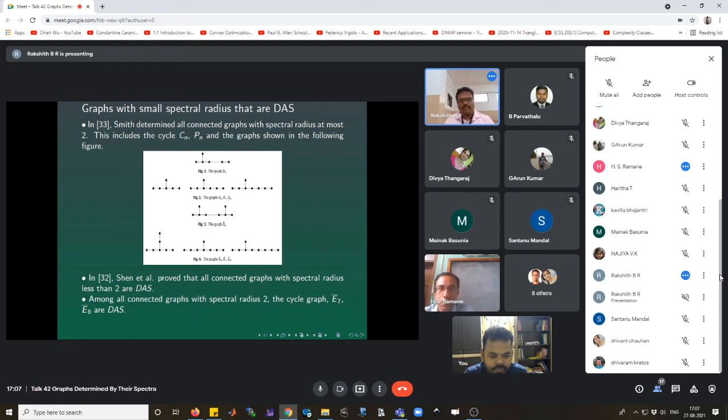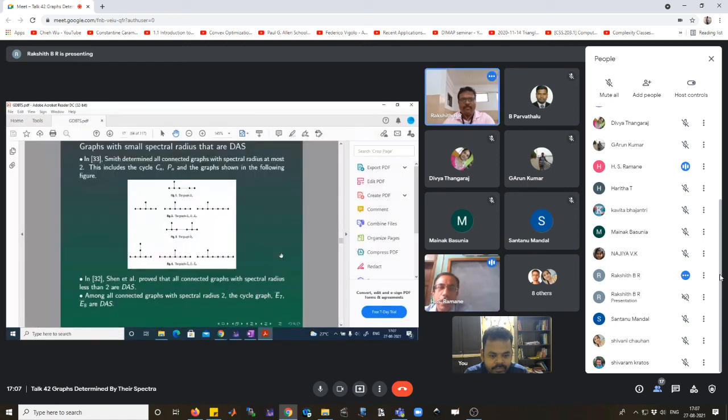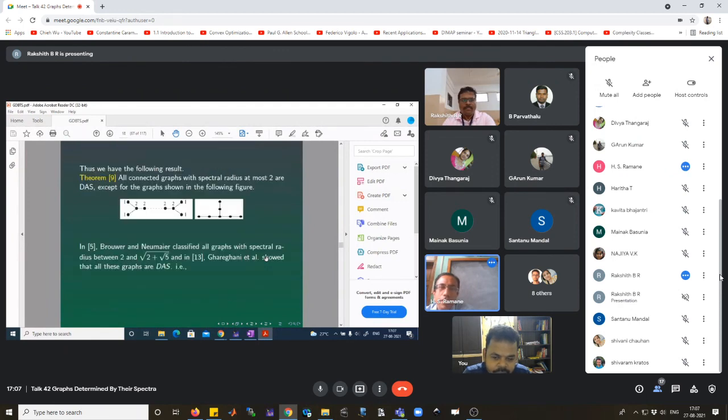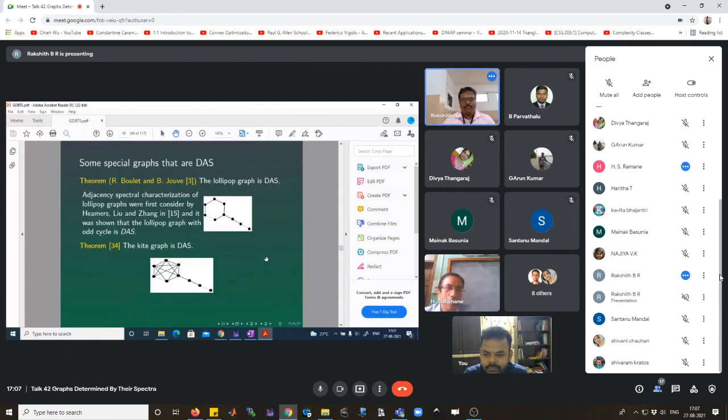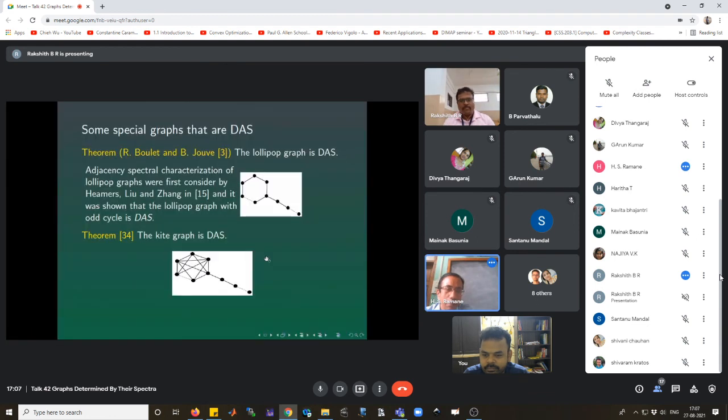Hello, Rakshit. Yes, sir. That kite graph you just showed me, that part should be a complete graph, or is it for this particular graph only? Yeah, this has to be a complete graph. Okay, so for a complete graph we are attaching one path. Yeah. If it's for a cycle, it is to be a lollipop graph. Okay.